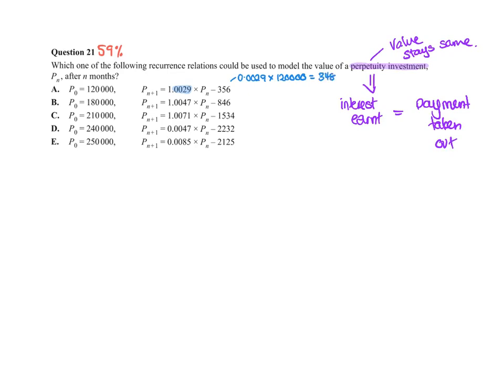If you do this next one here, and you do 0.0047 times the original amount, which is 80,000, that's how much interest you'd earn on it. It ends up equaling 846, which is what the payment is, isn't it? So therefore, that's the answer there.